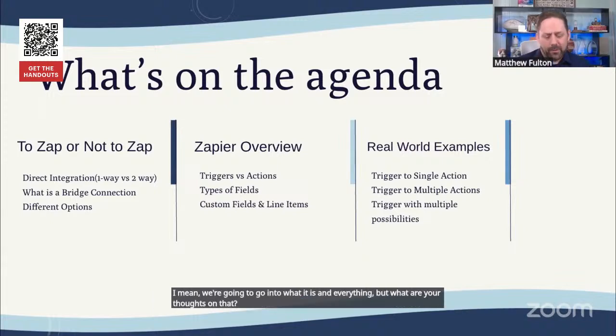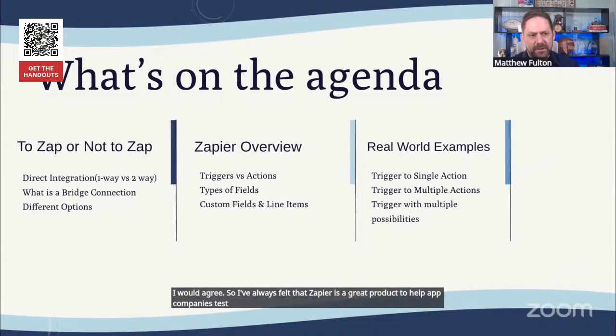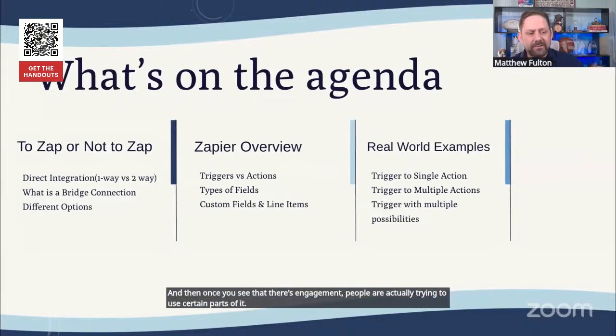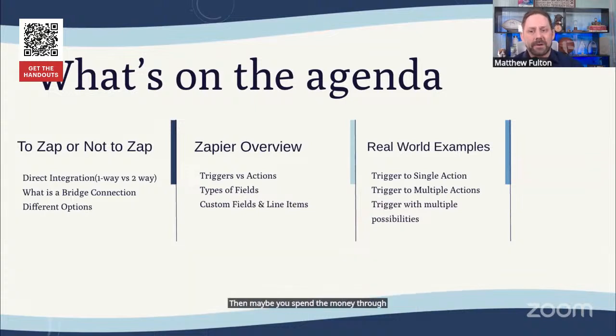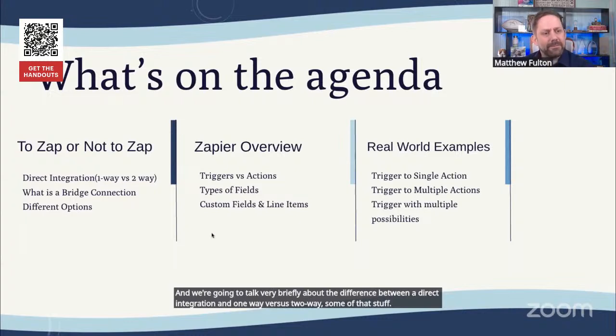I would agree. I've always felt that Zapier is a great product to help app companies test out what needs to be integrated to QuickBooks Online. It's a more cost-effective way to connect to multiple different apps across the app sphere all at once. And then once you see that there's engagement, people are actually trying to use certain parts of it, then maybe you spend the money through development to do a direct integration. And we're going to talk very briefly about the difference between a direct integration and one-way versus two-way, some of that stuff. So we can dive in and show what that is.